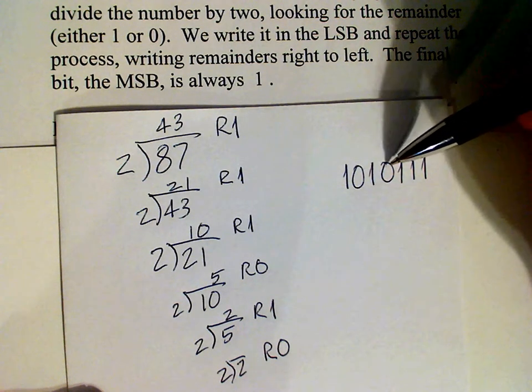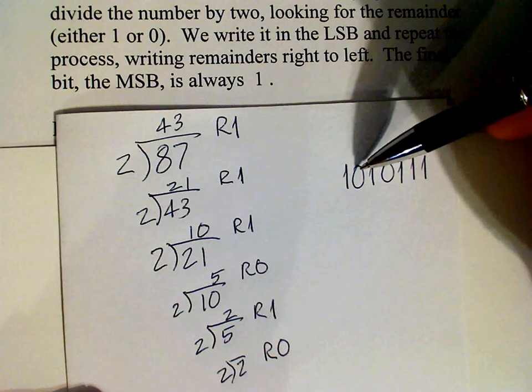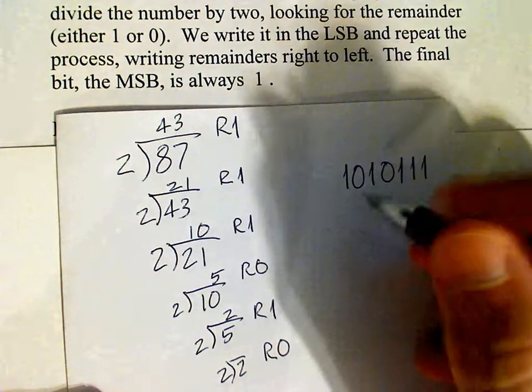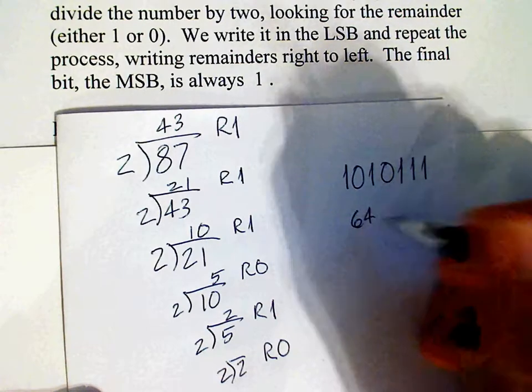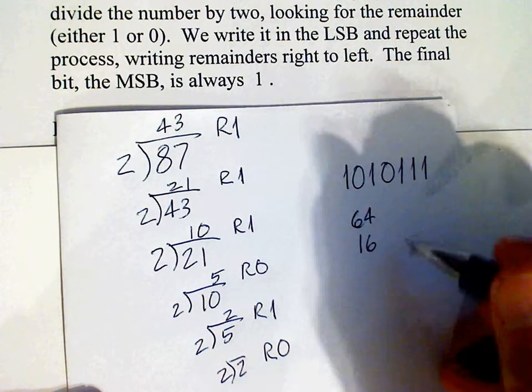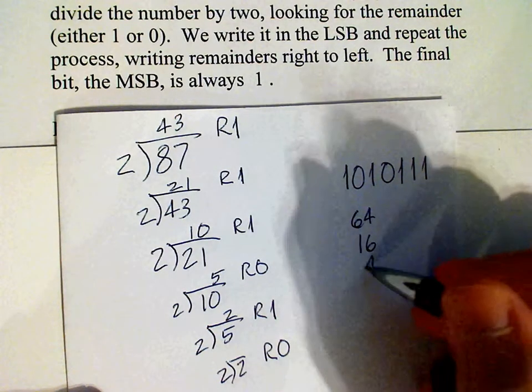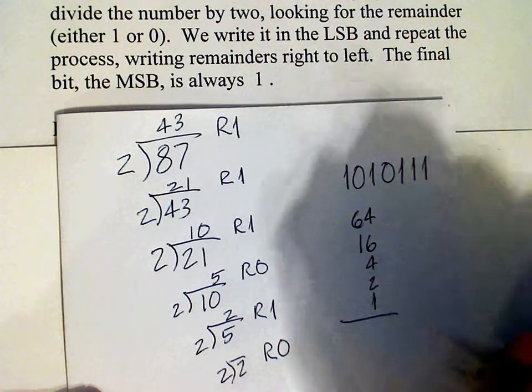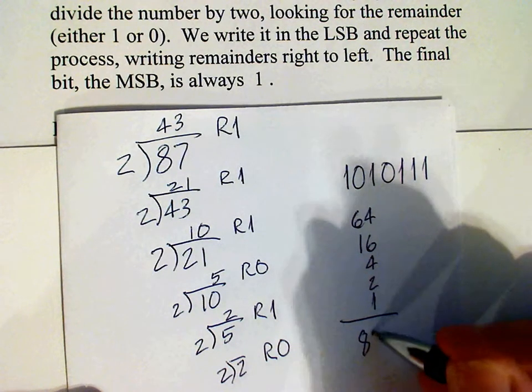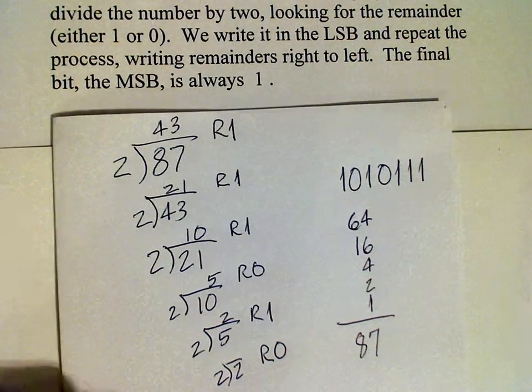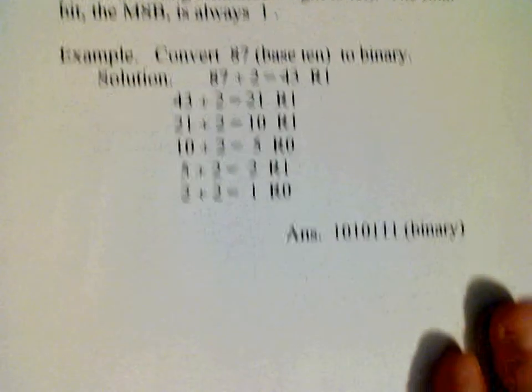See, this is 1, 2, 4, no 8, and we have 16, no 32, and then 64. So we have 64 plus 16 plus 4 plus 2 plus 1, and the answer is 87. So that gives us a little check.